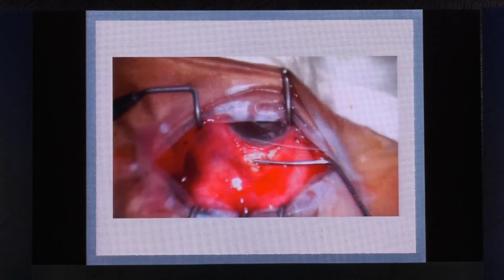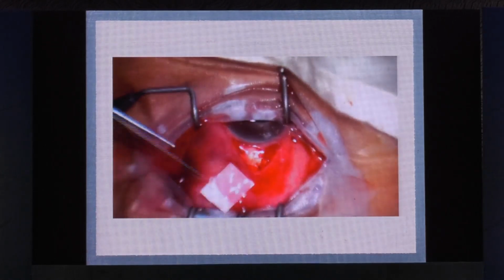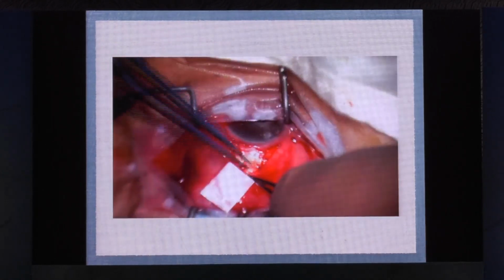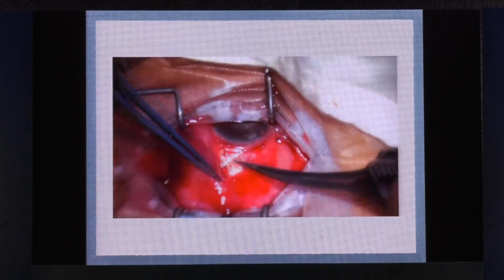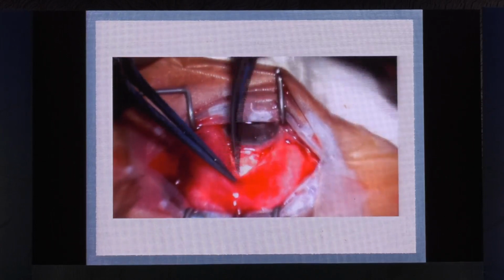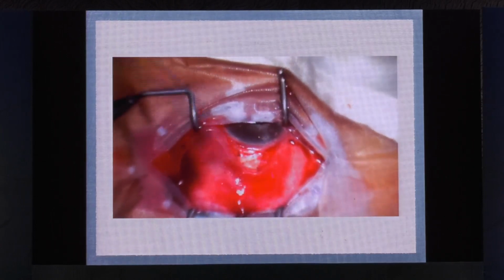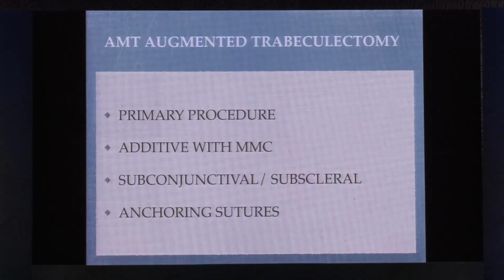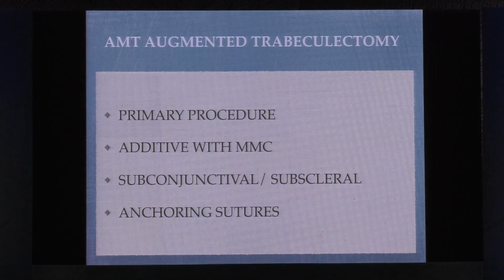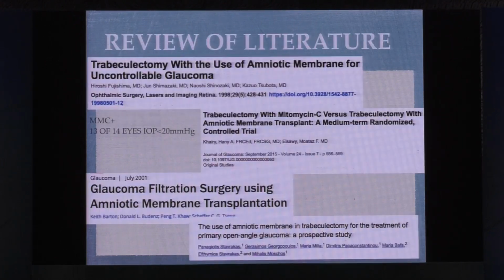We've used both the dry and the wet forms of the amniotic membrane and find that the wet form adheres better to the ocular surface and even in the post-operative period maintains better bleb appearance. On occasion, the dry form has been found to probably get rolled up, so the blebs were a little irregular or high. It can be done both as a primary procedure as well as in addition with mitomycin C. Anchoring sutures are usually not really required.